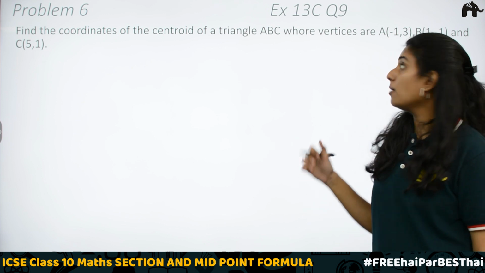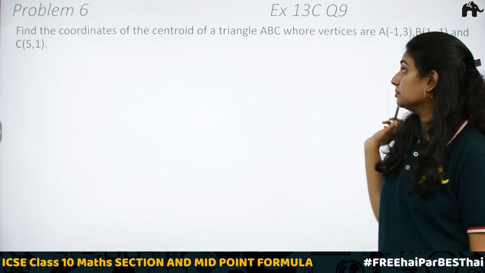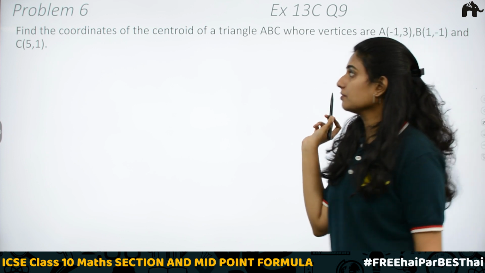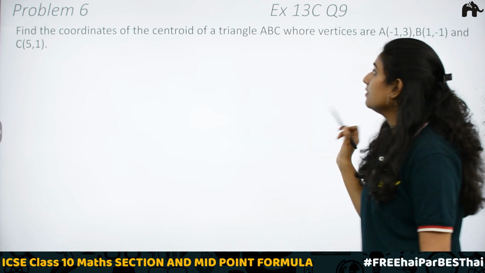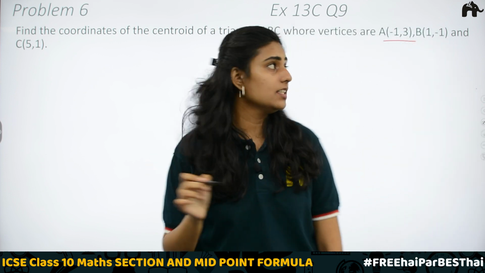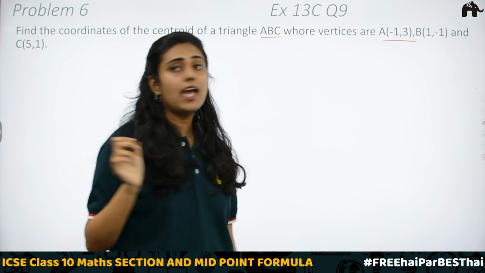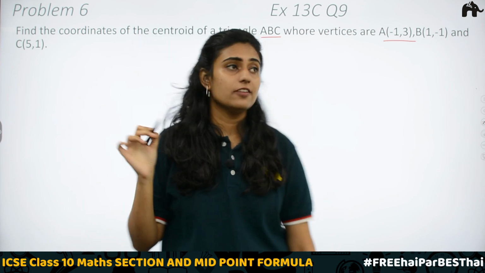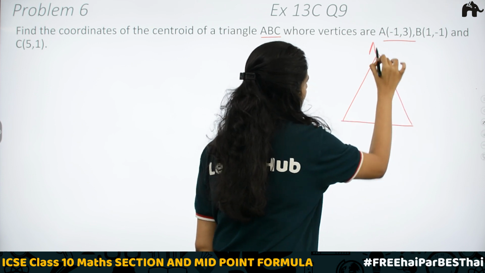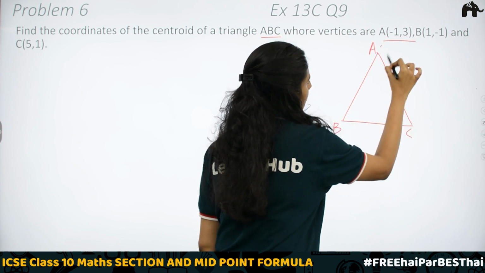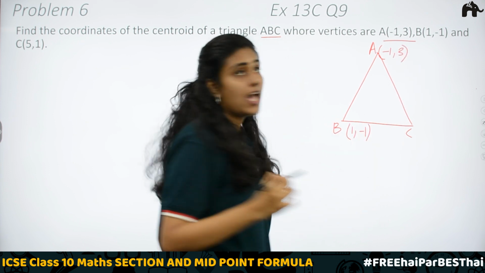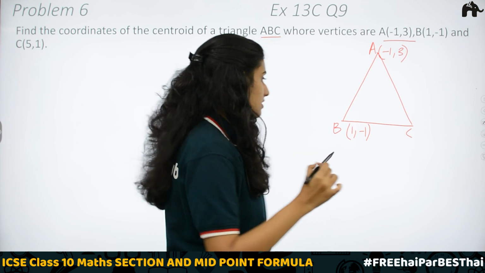Let us now solve problems from exercise 13C. Problem 6, question 9 of exercise 13C. Find the coordinates of the centroid of a triangle ABC whose vertices are A minus 1, 3, B 1, minus 1 and C 5, 1. We consider a triangle ABC of coordinates A minus 1, 3, B 1, minus 1 and C 5, 1.